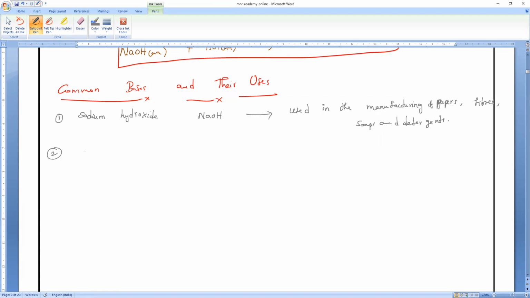The second important one is potassium hydroxide. Its formula is KOH. We can use it in the preparation of soft soap. If you want any kind of soft soap, we use this KOH. Mainly in space missions, it is used to absorb CO2. We also got the importance of potassium hydroxide in biology. Remember, everybody?